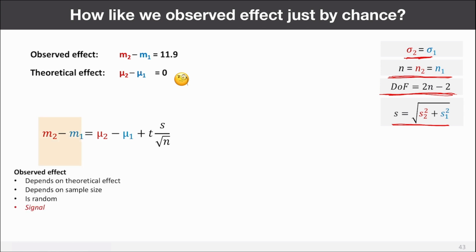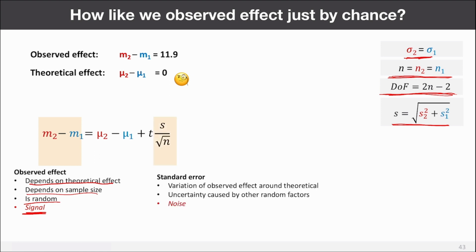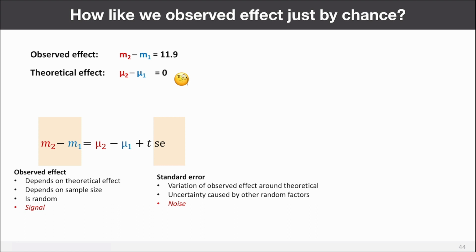Now let's recall. So this is the observed effect. It depends on the theoretical effect. It depends on the sample size. We know it's random, right? And this is what we call a signal. So this is the kind of information we are looking for. This is what we would like to hear. We would like to see, right? So this is a standard error, right? So standard error, it's a variation of this observed effect around theoretical effect. And this is uncertainty caused by a lot of external random factors. So this is our noise. So this is what weakens the signal. And the idea is to estimate how strong our signal is compared to noise.